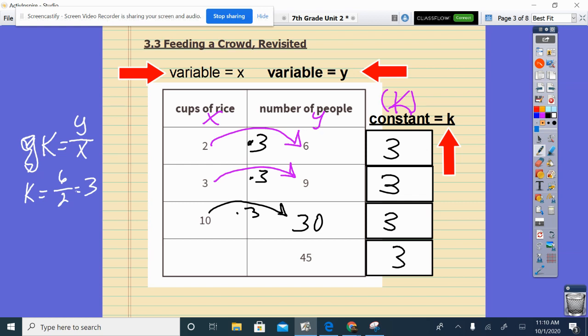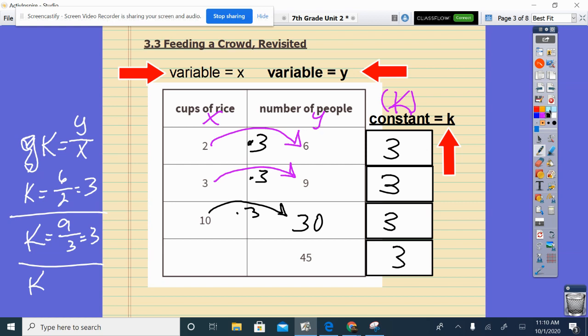Every fraction is a division problem. Let's do that again. K equals 9y over 3x equals 3. Well, that's true. And then one more time, 30. So 30 divided by 10, of course, is 3.